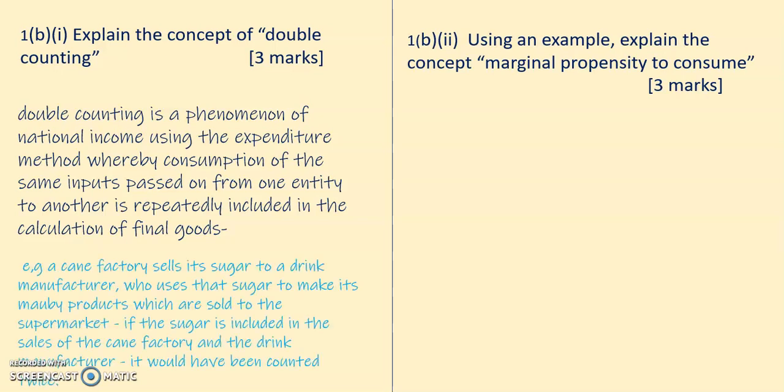All right, maybe an example might help. For example, a cane factory sells its sugar to a drink manufacturer who uses that sugar to make Morby products, right? So they put it in their Morby products, which are then sold to the supermarket. So clearly then, if the sugar is included in the factory's final goods, and then you turn around and include it in the manufacturer's final goods of that Morby product, surely you're counting the same sugar twice, hence double counting.